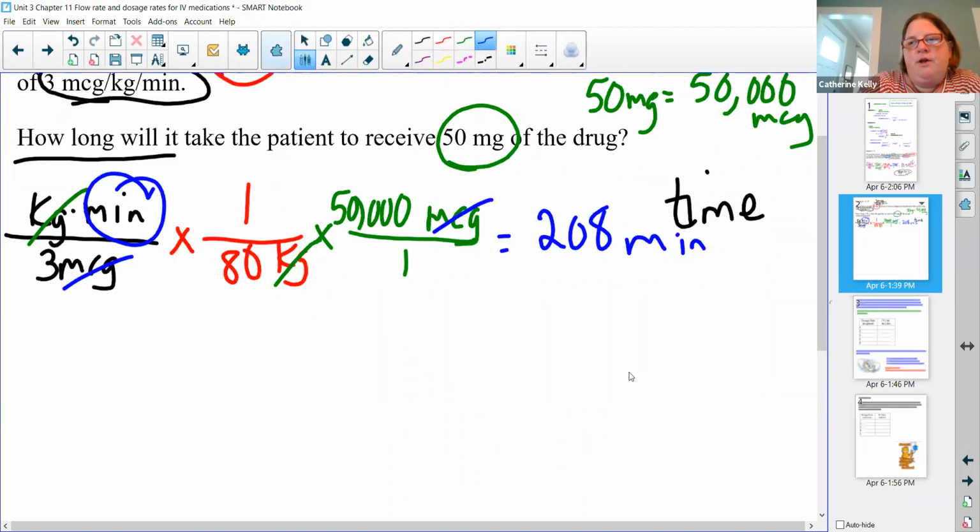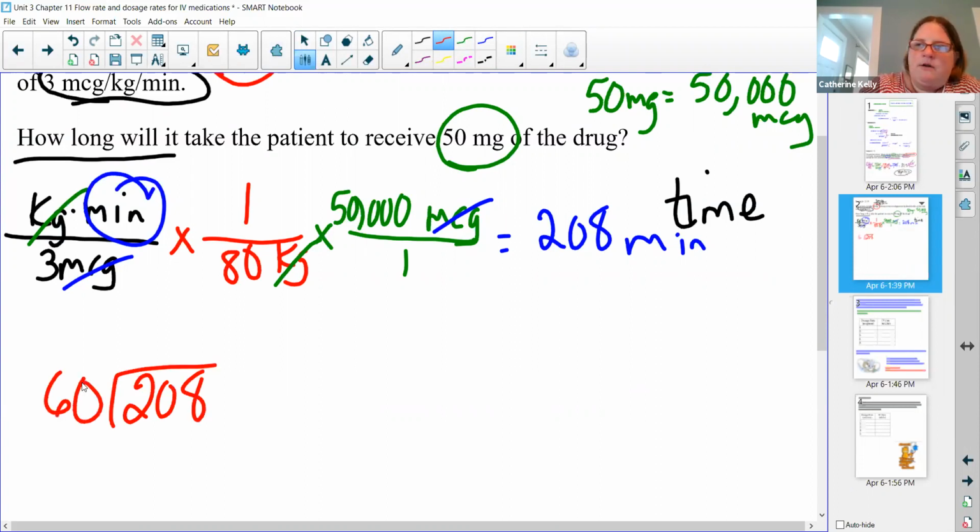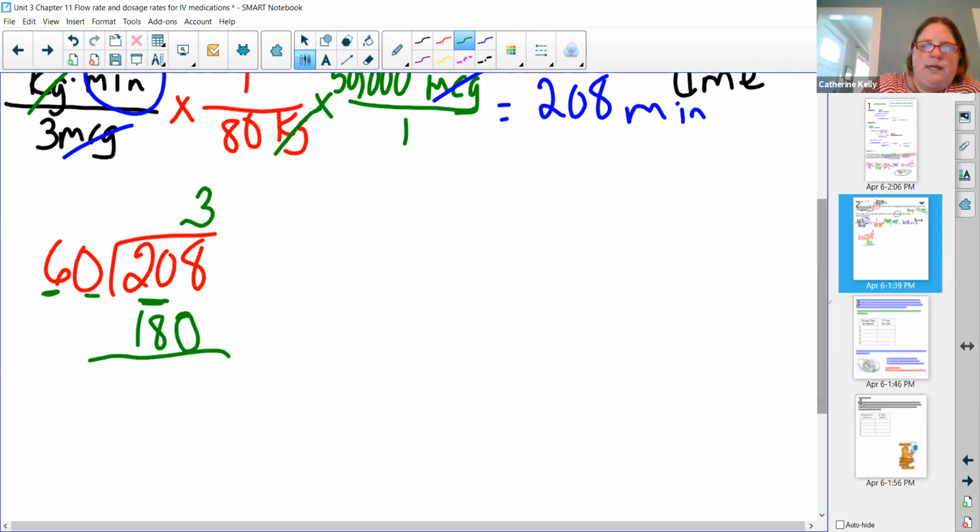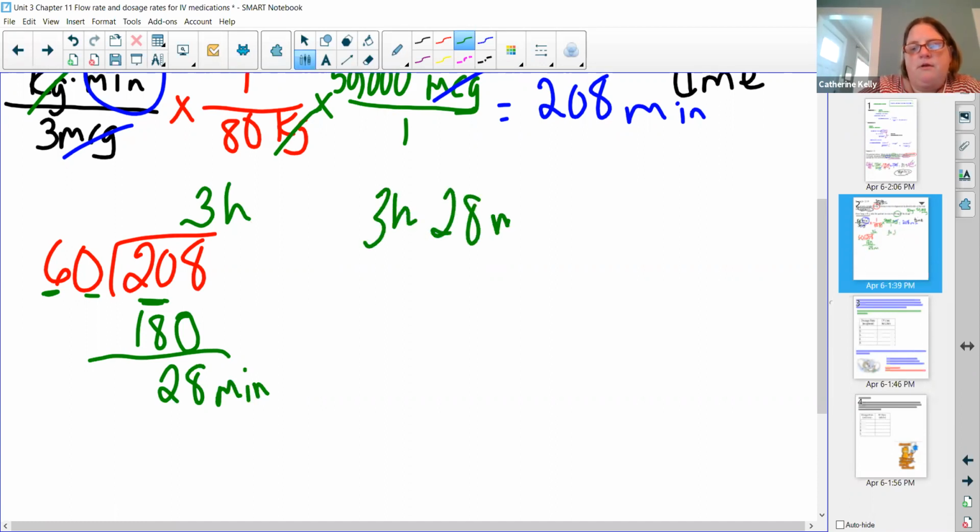So what we're going to do here, I can do one of two things. 208, I'm going to put 60 in there. So 6 goes into 20 3 times, which is 18. Since it was 60, this is going to be 180. And the difference is going to be 28. So it's 3 hours and 28 minutes. So 3 hours, 28 minutes.